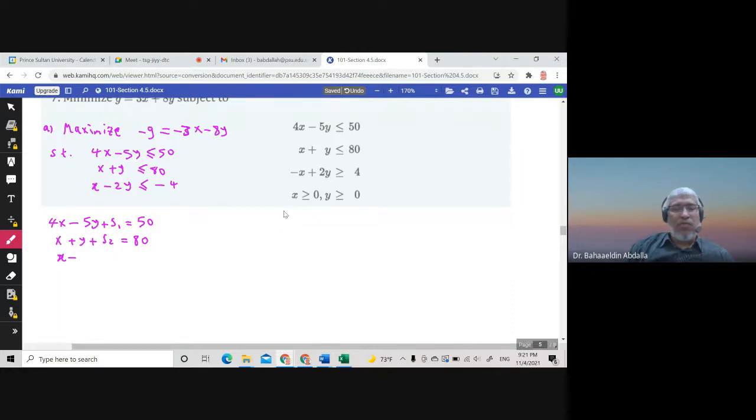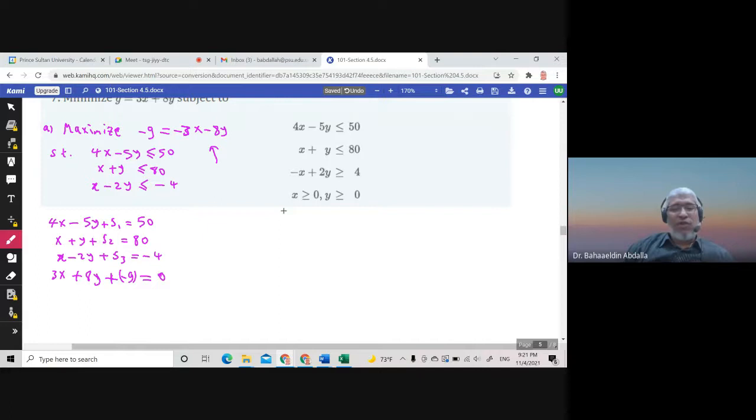I will have 3 slack variables because we have 3 constraints. Now this objective function, rewrite it. Take everything to the left hand side. And negative g is your function.